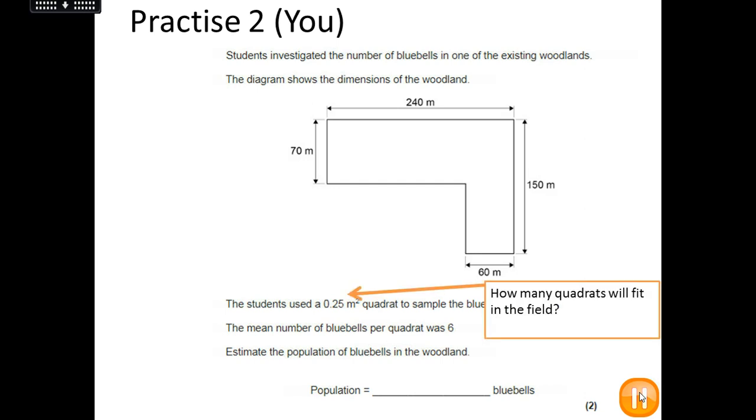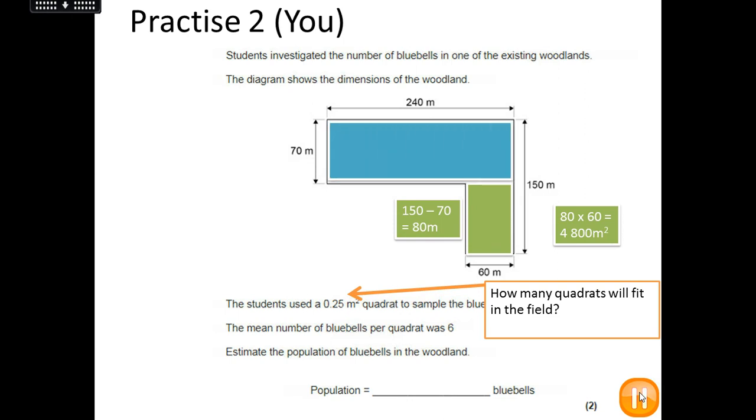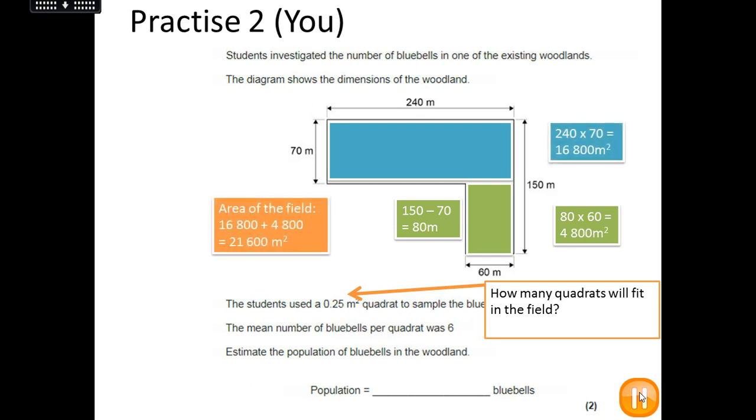So for this one, how many quadrats will fit in this field? We needed to calculate the area of the field. There's an extra step on this one. So I broke it up this way. I made the first section the green section here, and I worked out that it must be 80 meters long by doing 150 minus the 70. Then I multiplied it by 60 to get 4,800 meters squared. I then calculated the area that is blue on the field, and I calculated that as 16,800 meters squared. Added those two together to get 21,600 meters squared.